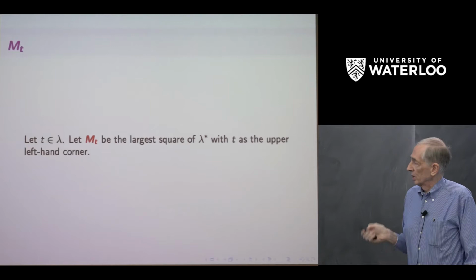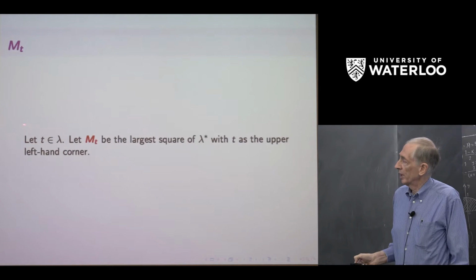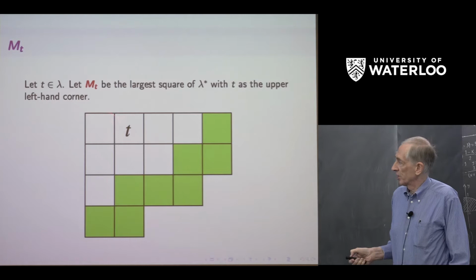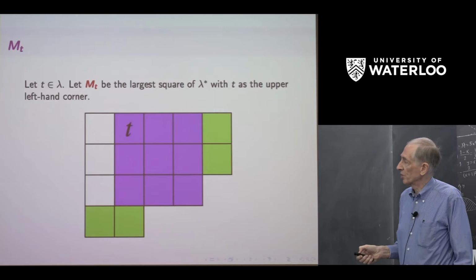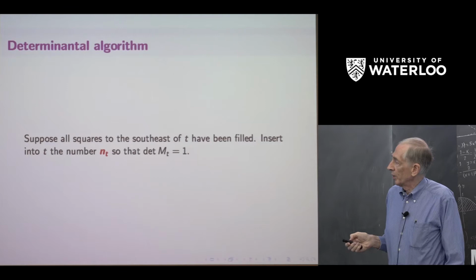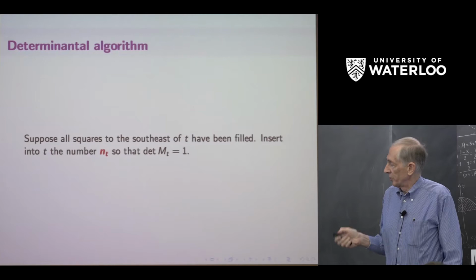So let me state that again. If T is any square of our diagram, T in lambda, M_T is the largest square of the extended diagram with T as the upper left-hand corner. So here's our extended diagram. This is a square T. And this would be M_T, the biggest square for which this is the upper left-hand corner. We want to insert numbers into these squares so that the determinant of all these matrices M_T is 1.